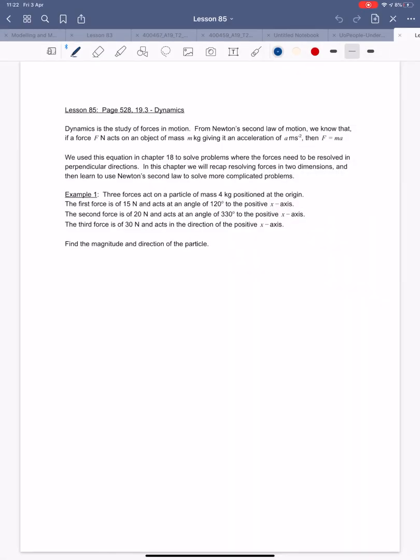Right, lesson 85. Should hopefully get them all done today. Out of 86. And it's page 528 and it's 19.3 Dynamics. Let me get that book open. Dynamics. That's page 528.